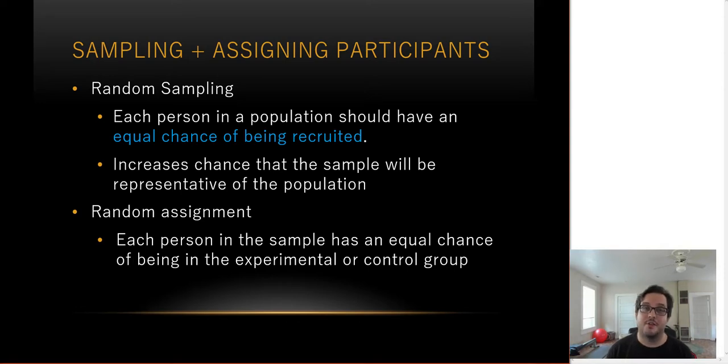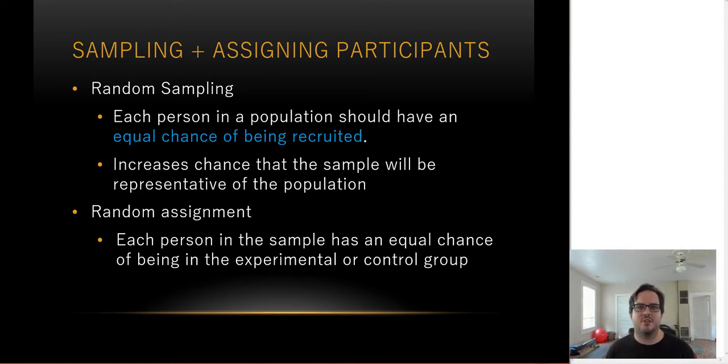Okay, do not get this confused with random assignment. So if random sampling is that people who are not yet in the study have an equal chance of being in the study, random assignment is once they're already there, they're in the study, each person in that sample that you've collected has an equal chance of being in the experimental or the control group. So that is, if they're coming in for this Paxil study, they have to have an equal chance of either receiving Paxil or receiving one of those control groups, the placebo, the sugar pill, or nothing.